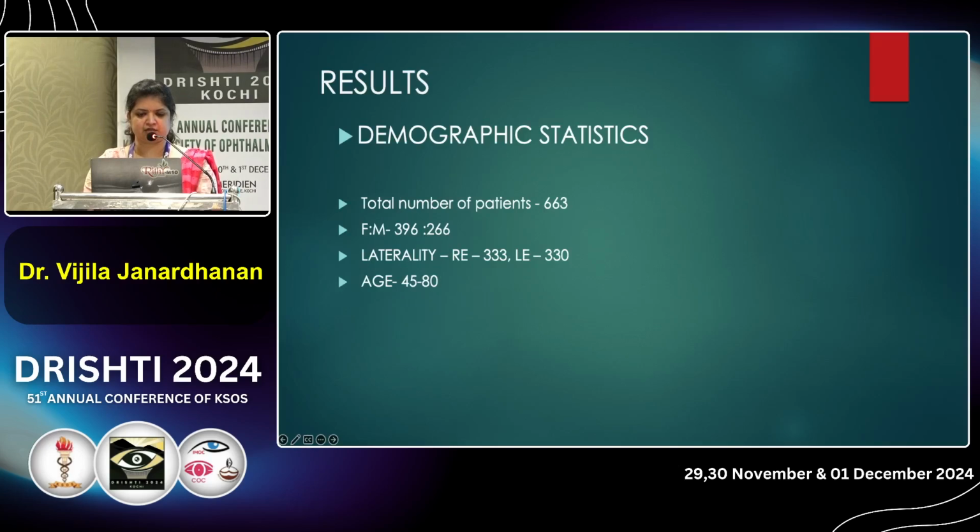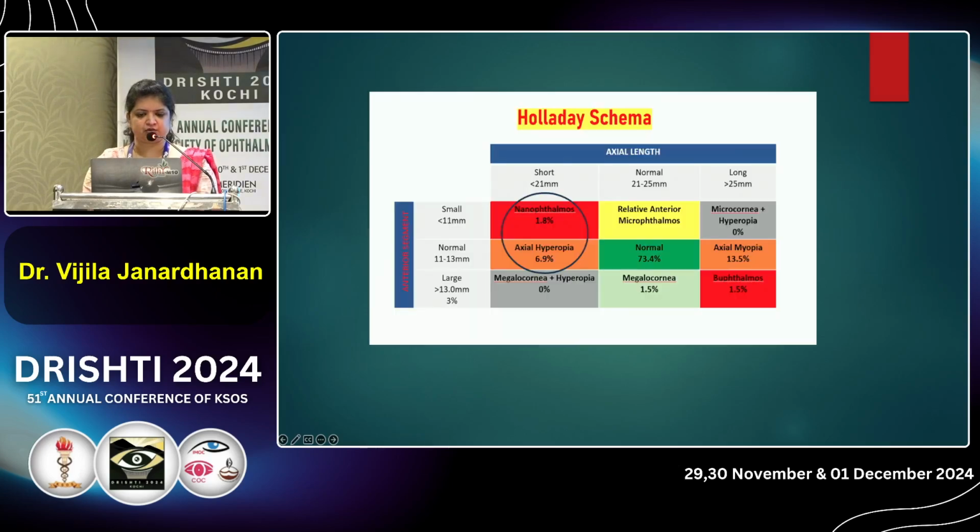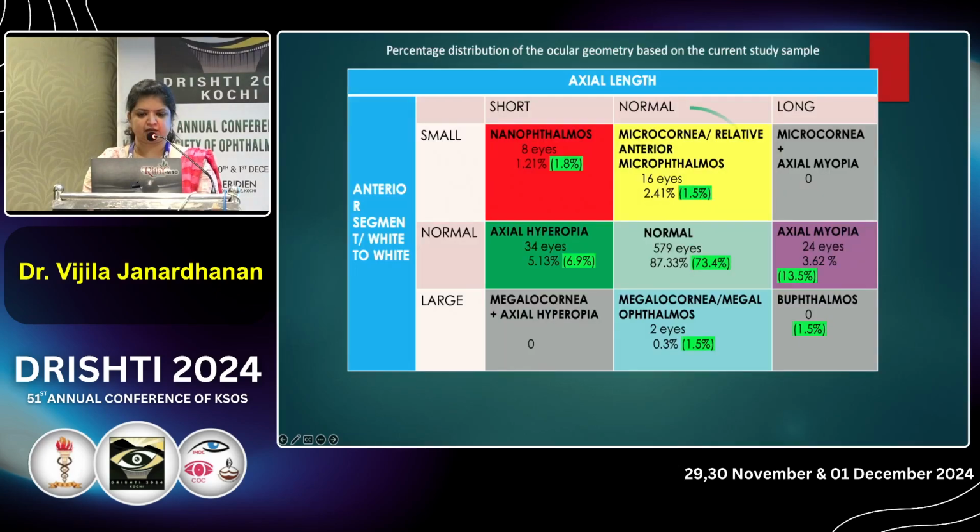Coming to the results, the demographic statistics: the total number of patients was 663, out of which 396 were females and 266 males. Laterality: 333 were right eye and 330 left eye, and the age range was 45 to 80. This is the original Holladay schema. And in our study, we found that relative anterior microphthalmos and normal eyes were in higher proportion.